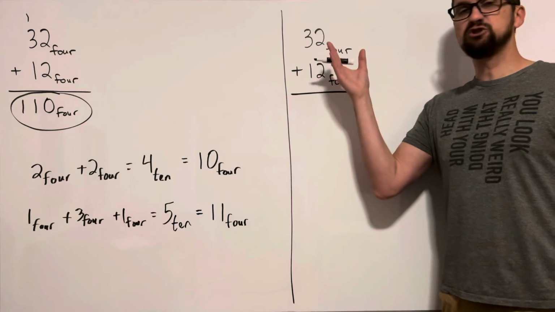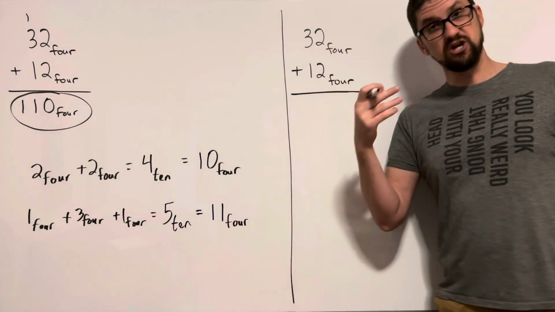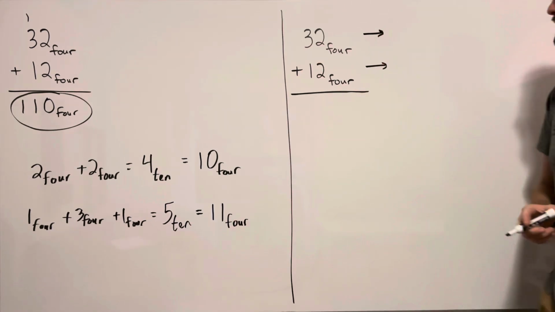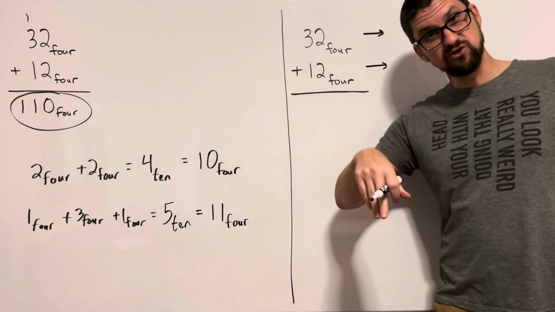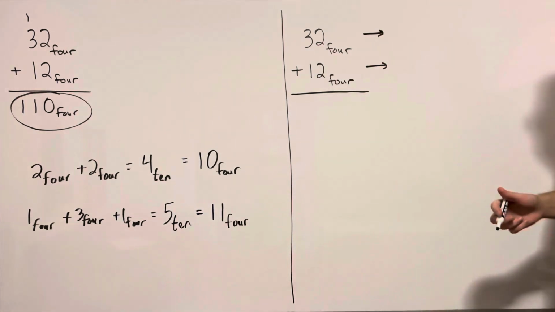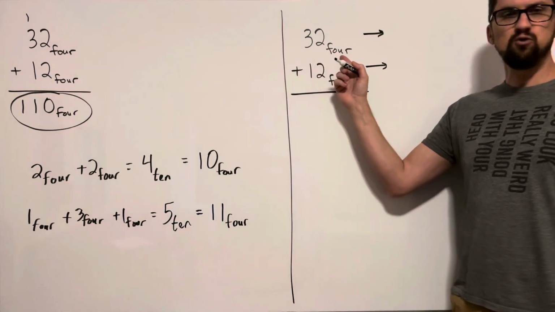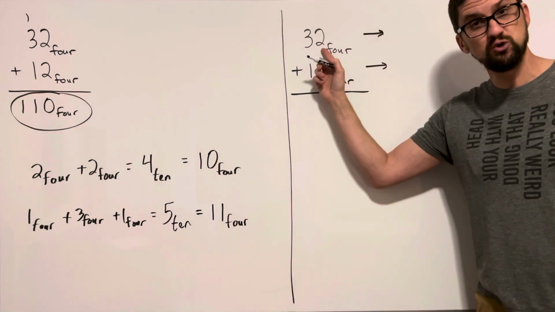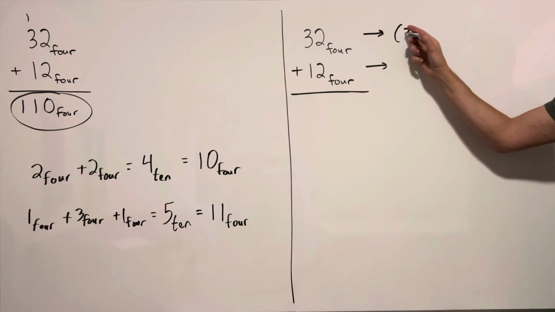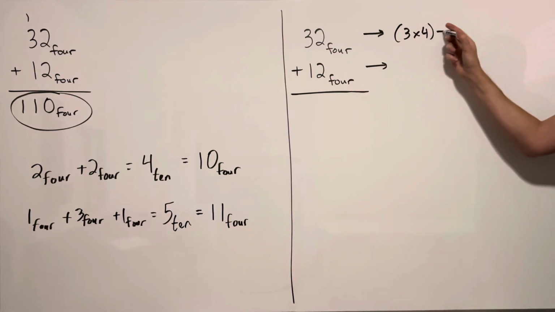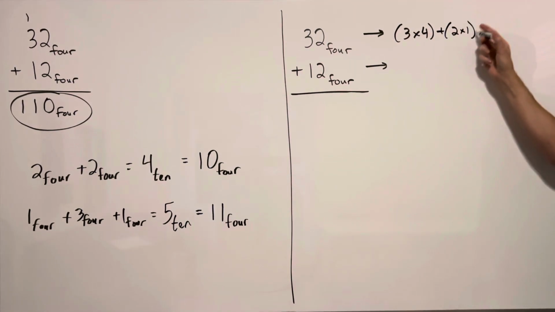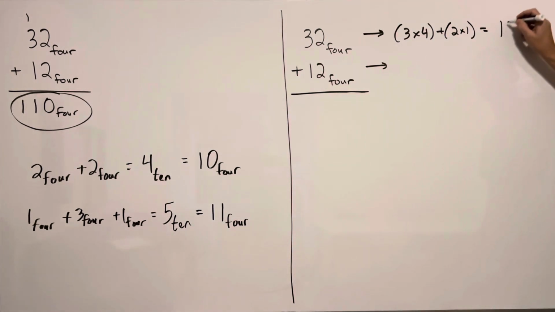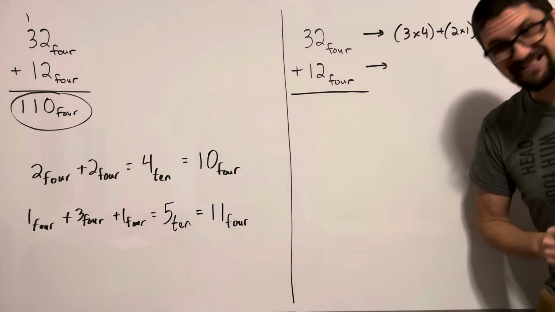Another way of doing it is to take the numbers and convert them to base 10, add them in base 10, and then take the result and convert back to base 4. So if we take 3, 2 base 4 and convert it to base 10, this means I have 3 groups of 4 and 2 groups of 1. Which means I have 12 plus 2, which is 14 in base 10.